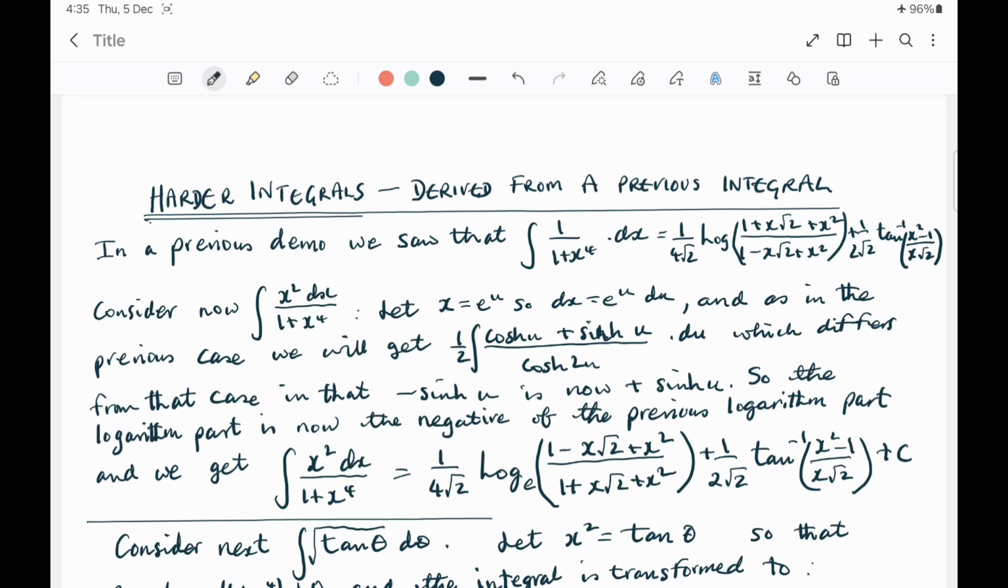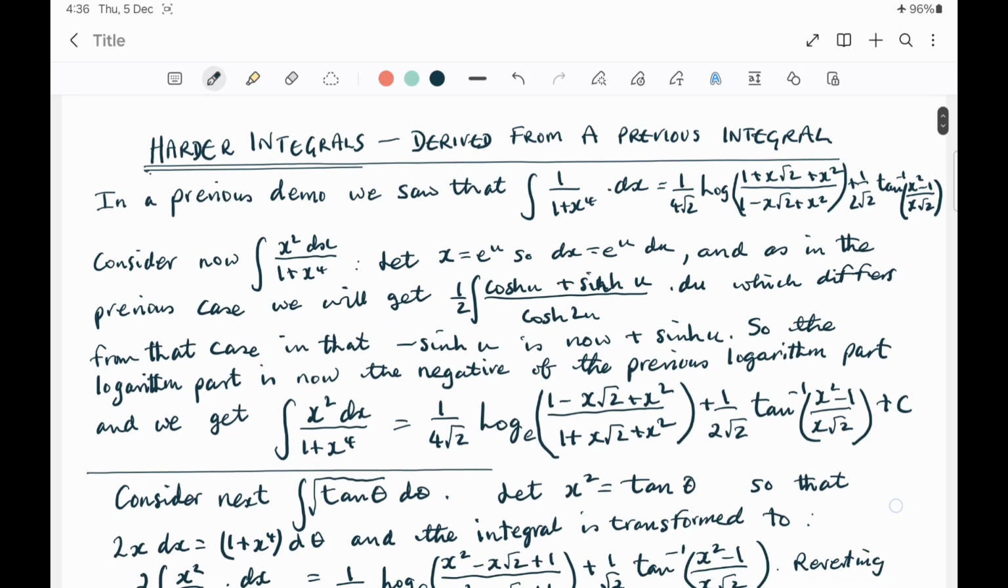We will now get the integral of x squared dx over 1 plus x to the fourth equals 1 over 4 root 2 log to base e of (1 minus x root 2 plus x squared) over (1 plus x root 2 plus x squared), and the inverse tan part remains the same. So in the logarithm, what I've just done to make one the negative of the other is simply to invert the fraction which forms the argument of the logarithm. So that should be fairly easy to understand.